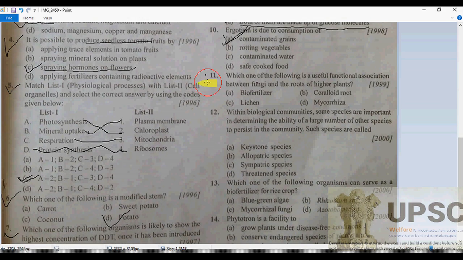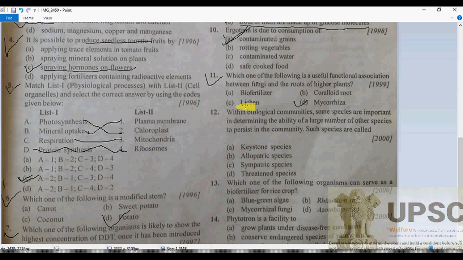11 number C. Which one of the following is the useful functional association between the fungi and root of the higher plants? As we know, that is going to be mycorrhiza, of course. So 9 is going to be D, because mycorrhiza is a symbiotic association between the fungus and the root of the vascular plants.